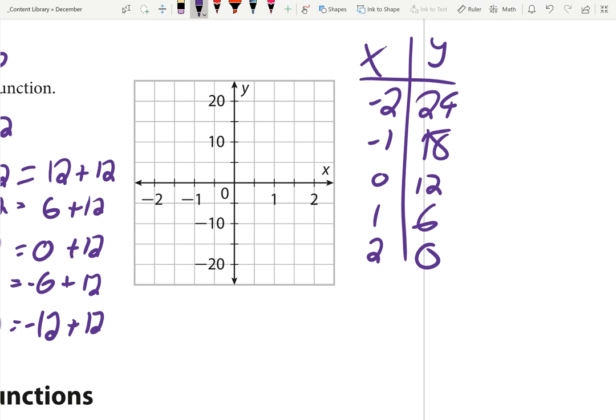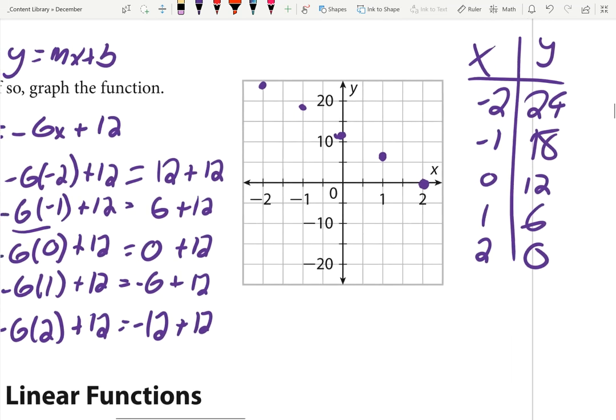So when I graph it, so -2, 24, so that's going to be roughly right about there. -1, 18, so -1 is there. 18 would be just below 20, so about there. 0, 12, 0, 12 is going to be just above the 10. 1, 6, so here's 1. 6 will be right above the 5, which is right about there. And then 2, 0 would be here. So again, you can kind of see that there's your straight line.